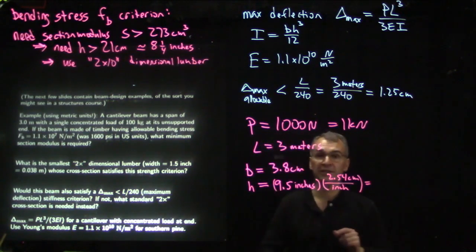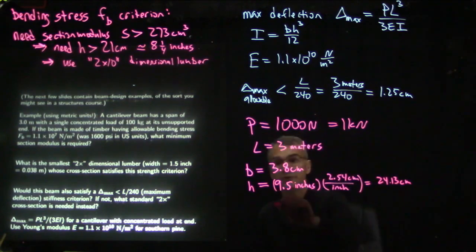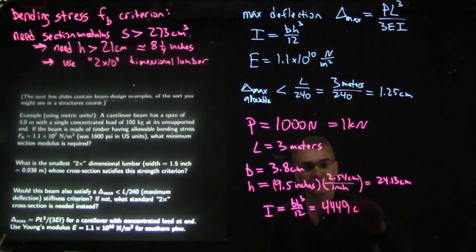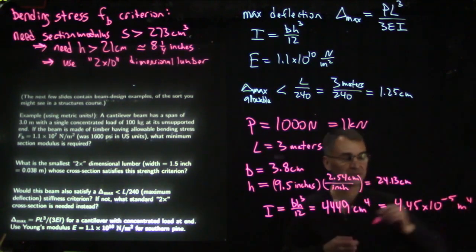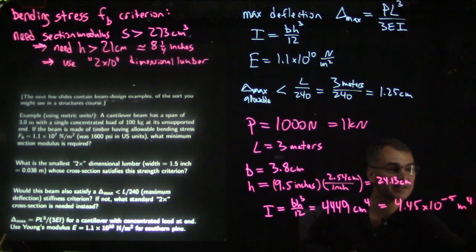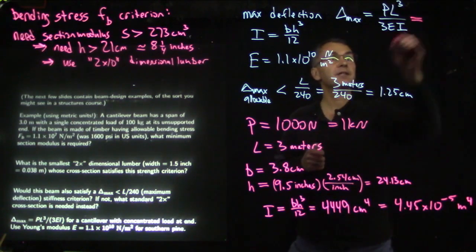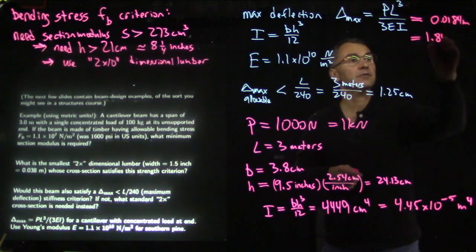is if we choose a 2x10 for dimensional lumber, that's 24.13 centimeters. So this would give us I equals BH cubed over 12 equals 4449 centimeters to the 4th power, which is 4.45 times 10 to the minus 5th meters to the 4th power. So you see meters are kind of an outrageous unit to use for the transverse dimensions of a beam. So if we plug in numbers, that's 0.0184 meters equals 1.84 centimeters.